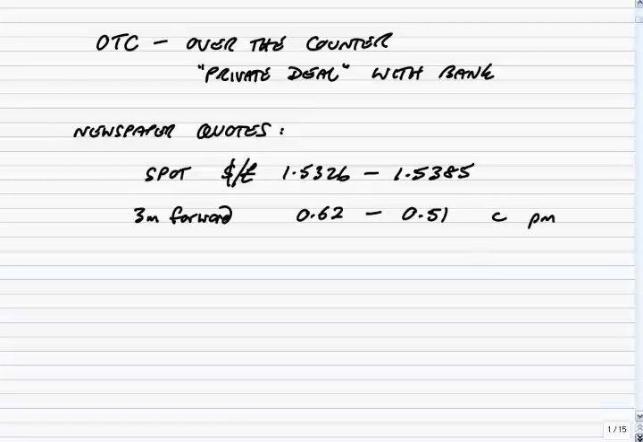But what they've quoted there, instead of quoting as an exact rate of 1.6 to 1.7 or something, that 0.62 to 0.51 is the difference from the spot rate. So the actual forward rate, we need to adjust the spot rate by the difference to get the forward rate. But there are 2 problems. The spot rate here was quoted in dollars. £1 is worth $1.5.